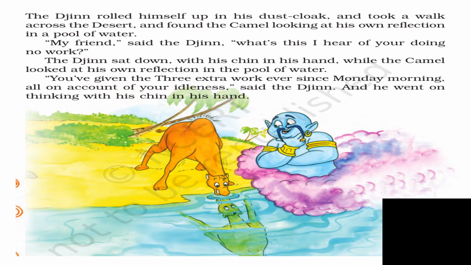At this, the Djinn said, "You have given the three extra work ever since Monday morning, all on account of your idleness." And he went on thinking with his chin in his hand. But the camel was not giving any answer to the Djinn, who was in charge of the desert. It means the camel was rude. The camel was an idle animal.